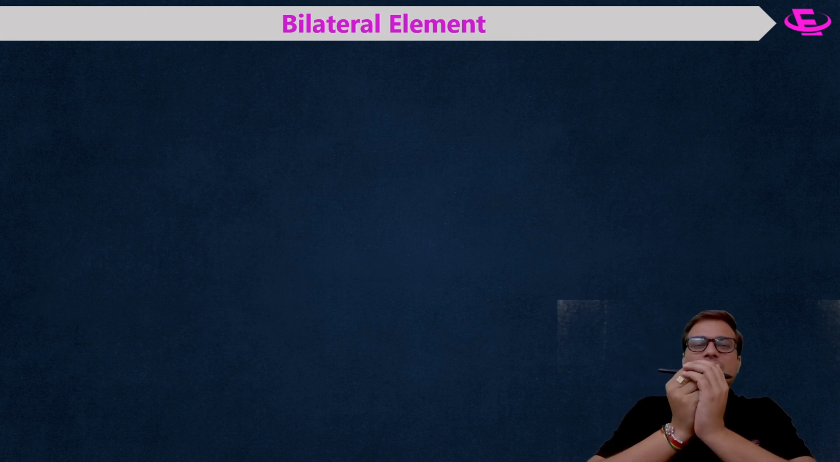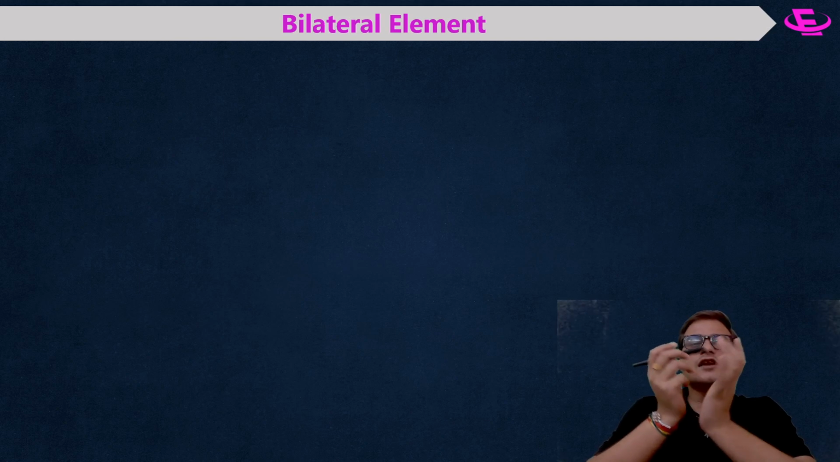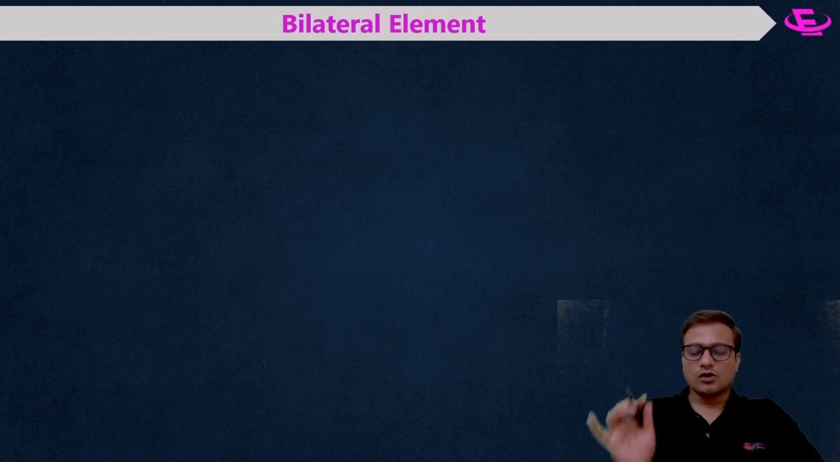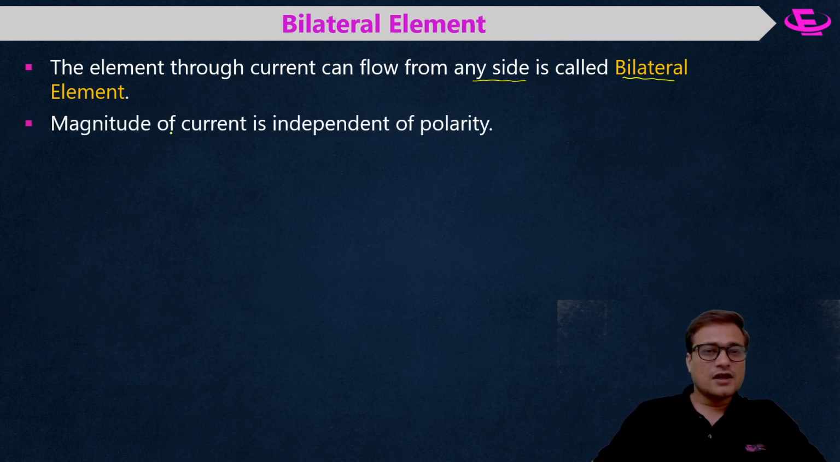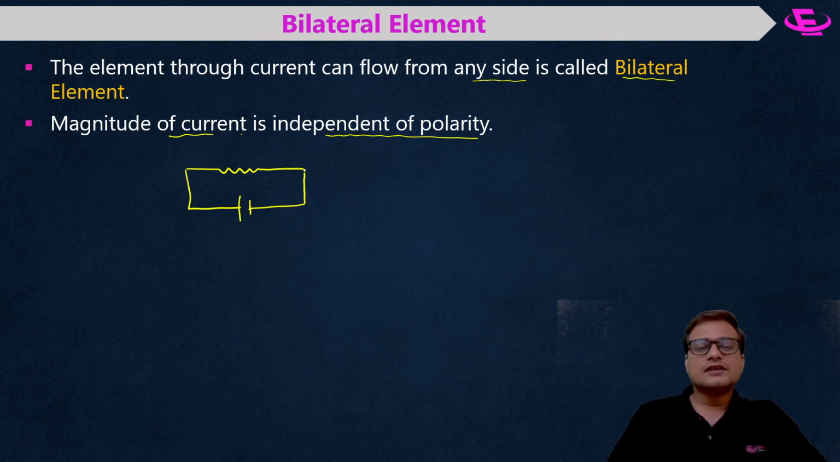That means an element through which current can flow from either side is called a bilateral element. Next, the magnitude of current is independent of polarity. For example, let us take resistance and connect a battery. This battery is 10 volt and this resistance is 5 ohm. You will see that 2 ampere of current is flowing through this.